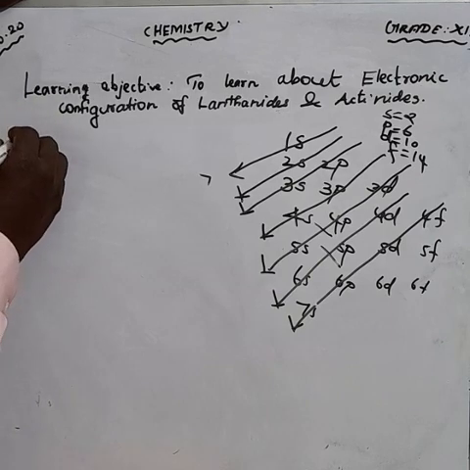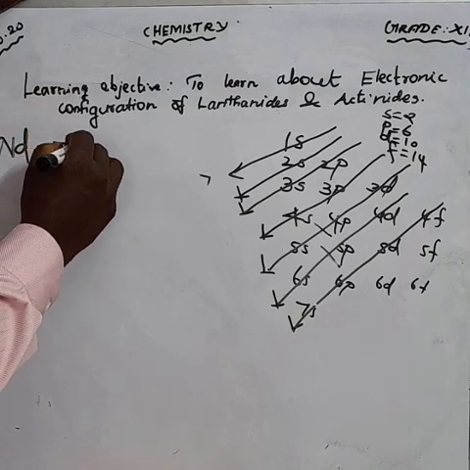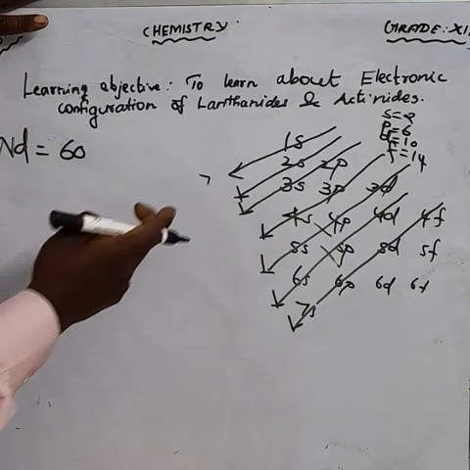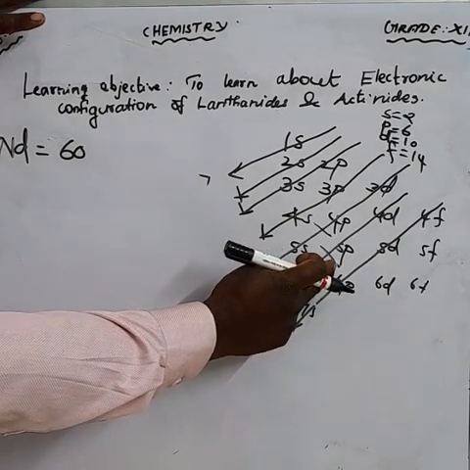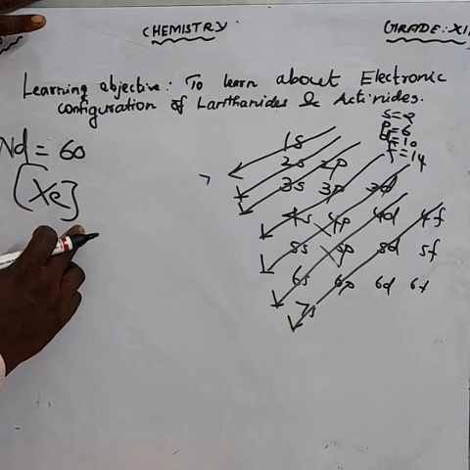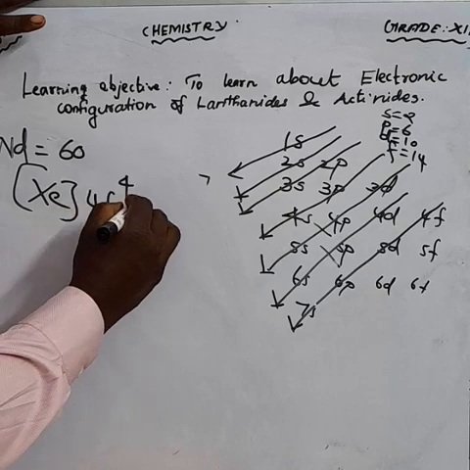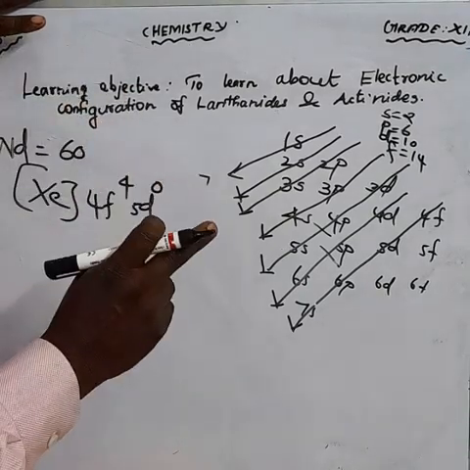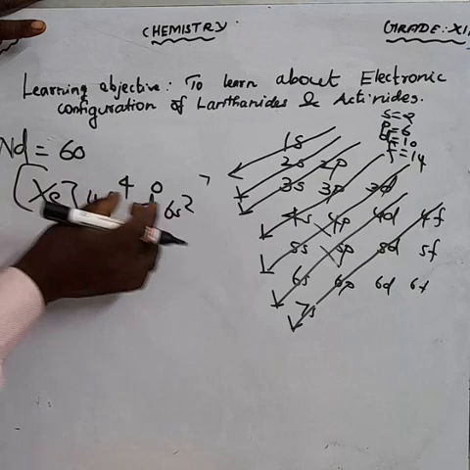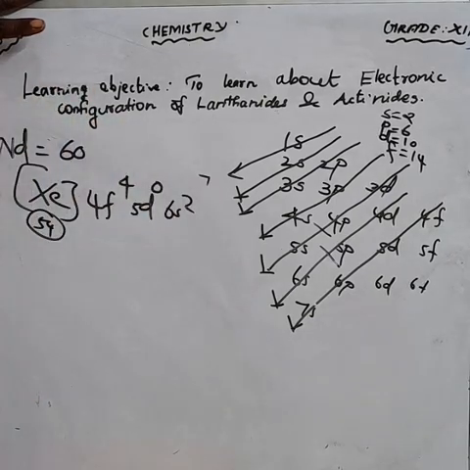Next is neodymium, symbol Nd. The atomic number of Nd is 60. Already 54 is over, up to 5p6, that is xenon. The remaining 6 start with 4f4, 5d0, next 6s2. That is 54 plus 6, 60. Xenon is 54. Okay, clear.